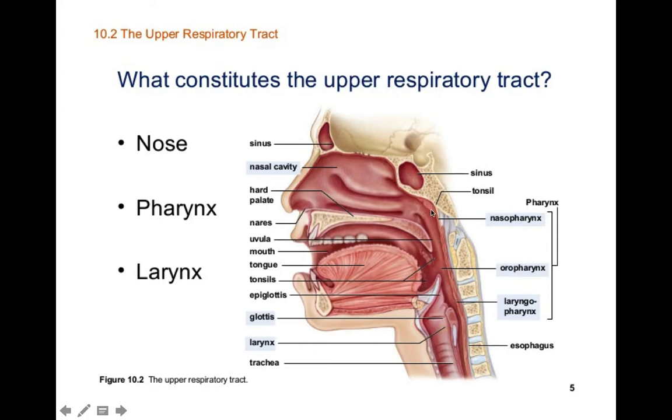So if you have pharyngitis, that is an upper respiratory infection. If you have laryngitis, which has to do with the larynx and the vocal cords, that's why with laryngitis you kind of talk funny. That is an upper respiratory infection. If you have any sinus infection, that is also an upper respiratory tract infection, a URI, upper respiratory infection.